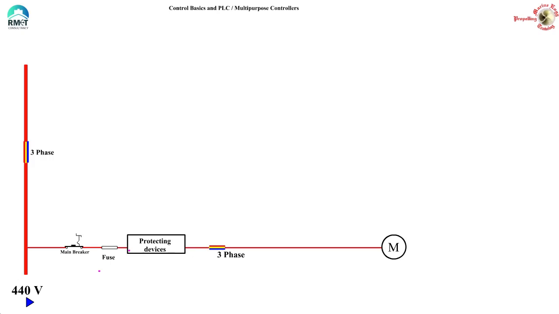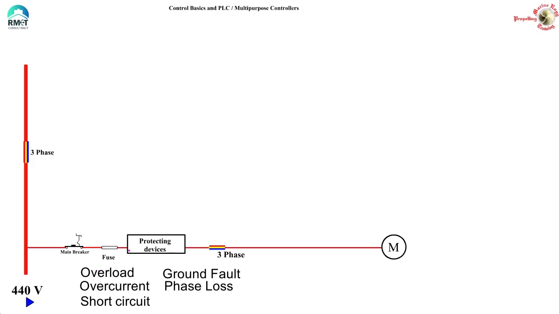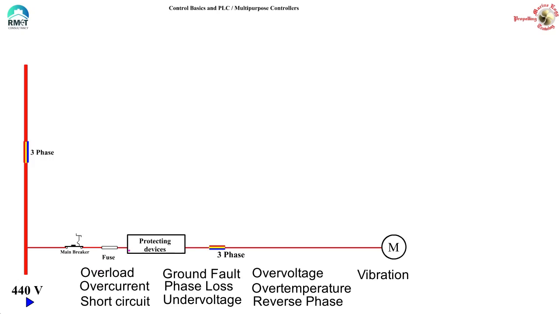These include overload, overcurrent, short circuit, ground fault, phase loss and imbalance, under voltage, over voltage, over temperature, reverse phase, possible vibration, speed protection, etc. etc. So many possibilities of imagining what type of protecting parameters could be there for protecting a motor.